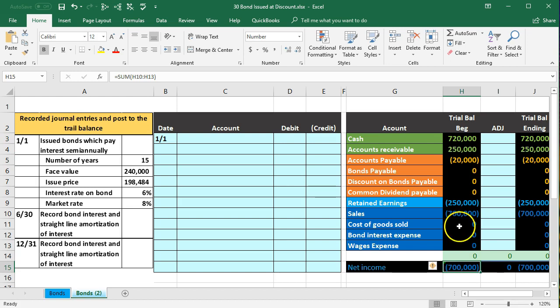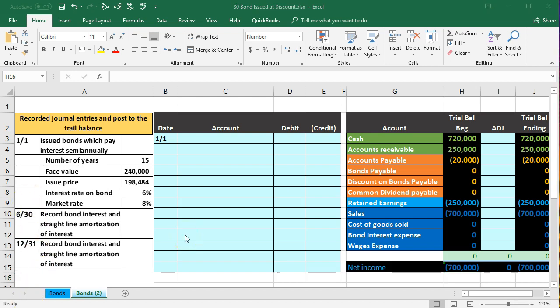Net income is currently the credit of sales minus 0 expenses, 0 debits, or 700,000 net income. So what we're going to have here is the issuance of a bond which will pay interest semi-annually. The number of years will be 15, face amount 240,000, issue price 198,484. The interest rate on the bond, the contract rate, will be 6% and the market rate is 8%.